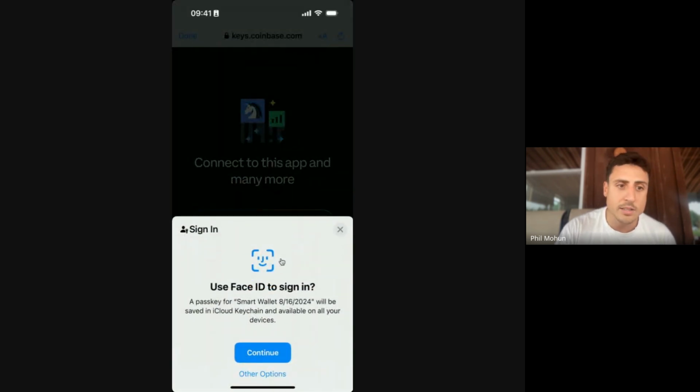And you can see here that it's going to generate a passkey and it triggers Face ID. So by default, Coinbase has chosen to name the passkeys based on the date. That's arbitrary. You can name this whatever you want. They could name this Coinbase Wallet 1, Coinbase Wallet 2, right? I think the date is nice because if you're like me, you have a bunch of passkeys.